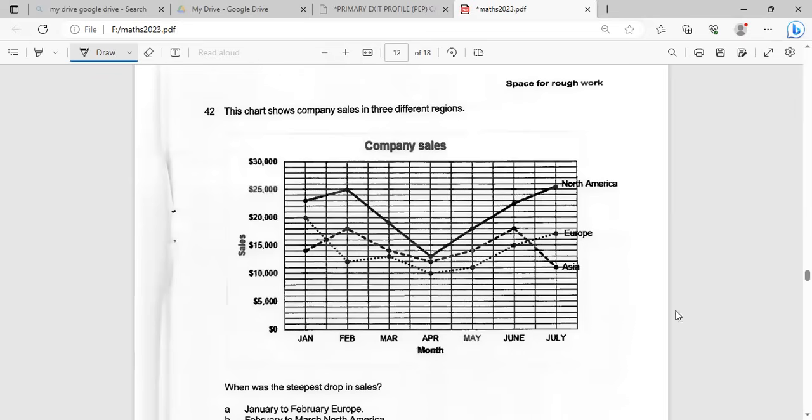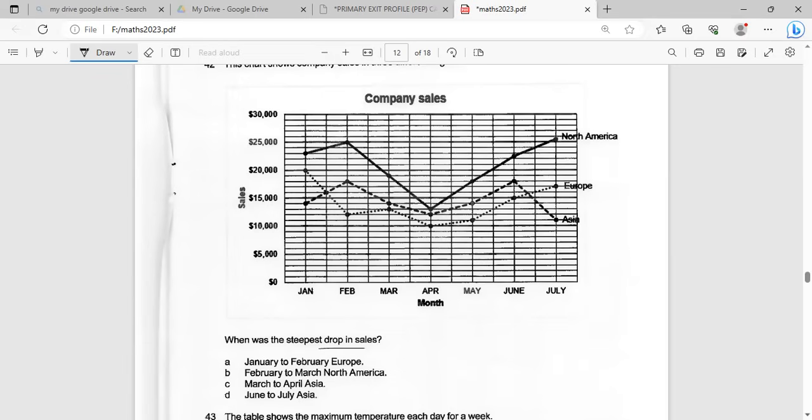All right, let's go. The chart shows the company sales in 3 different regions. What was the steepest drop in sales? All right, so where do I look, January to February, Europe. January to February. No, that's an increase. February to March, North America. February to March. Yeah, this one. Look at the big drop here. No other one has the big drop. So that's B.